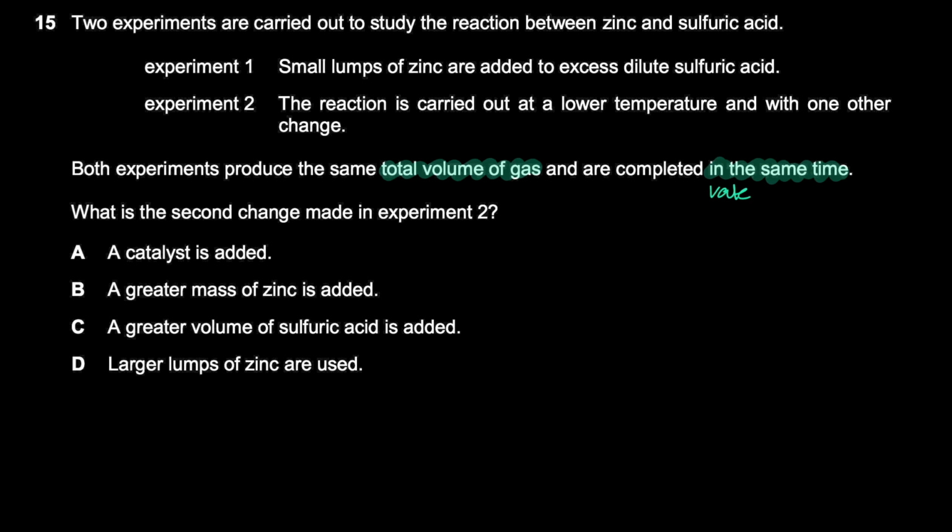Okay, so there's no change in rate. Now we know that in experiment 2, decreasing the temperature would decrease the rate. So the other change must have increased the rate. Because if we're decreasing temperature, we're decreasing the rate, so the other factor must have increased the rate.